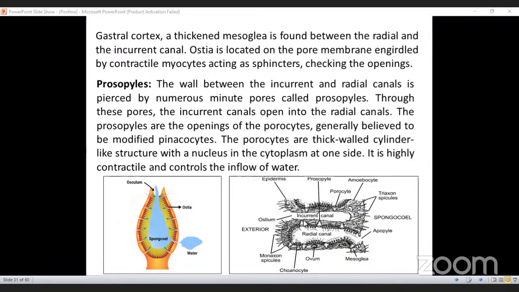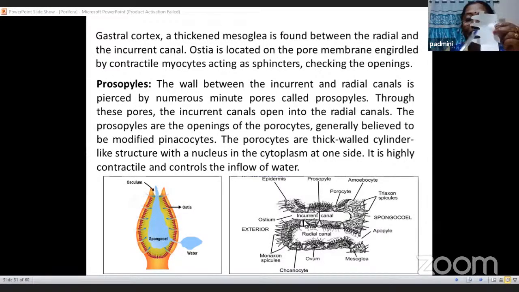Where do you find the prosopyle? Prosopyle is the opening from the incurrent canal inside the body cavity of the sycon. Something like a gate, the main gate which opens. The water has to come, goes into the prosopyle. From the prosopyle, they go into the radial canal. From the radial canal, there is a small, minute opening over here called the apopyles. Prosopyles, apopyles. Fine? Yes, ma'am.